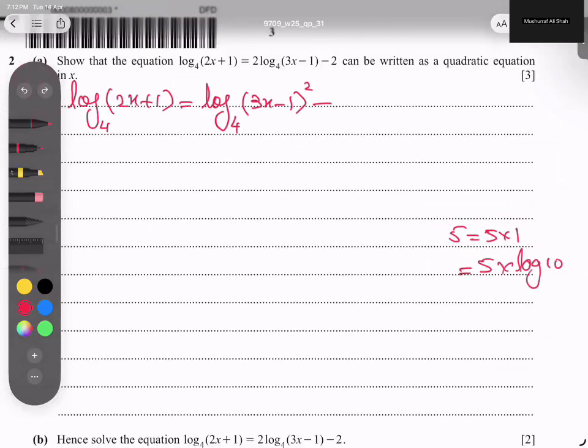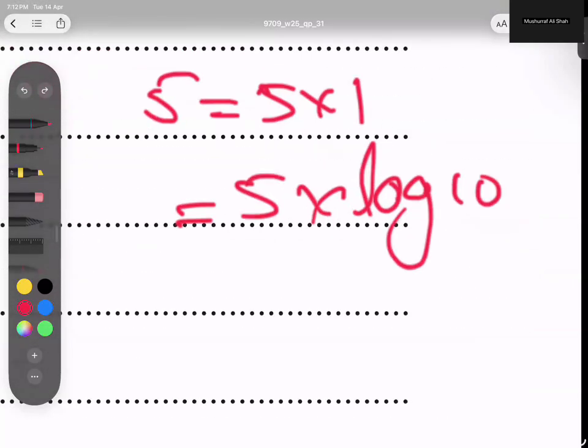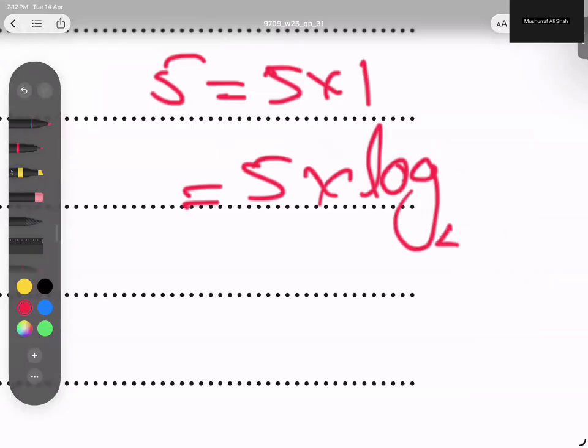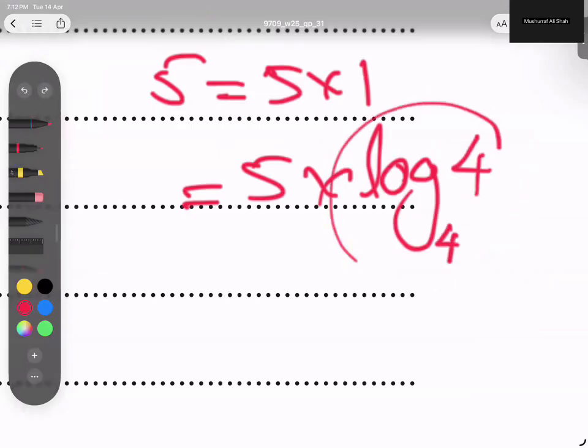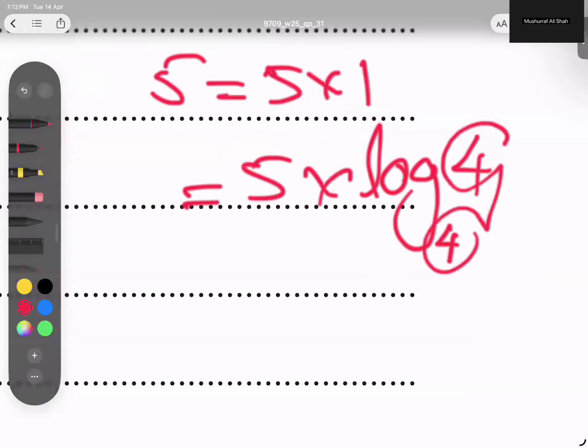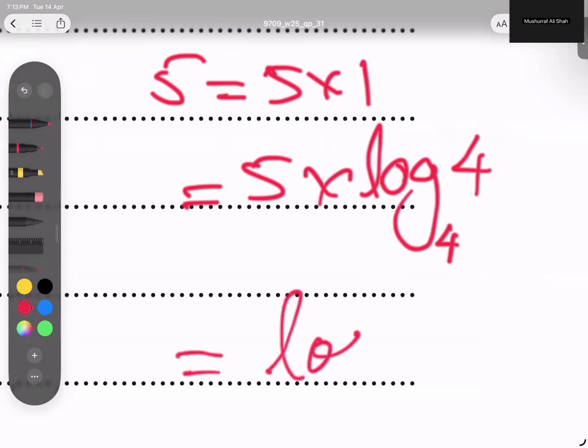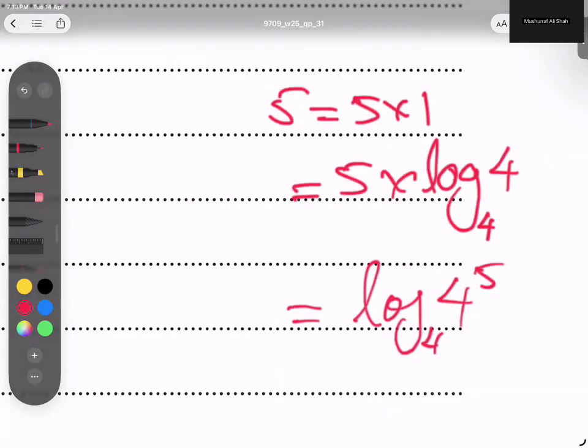But here we need a base 4. So what to do in this condition, sir? The condition is, if here is base 4, here 4: log of 4 base index 1 is 1. This is basically 1 because the property was, if index and base are the same, the answer is 1. So this 5 will go on the power, and we can say here log of 4 base 4 to power 5. I hope the point is very clear.